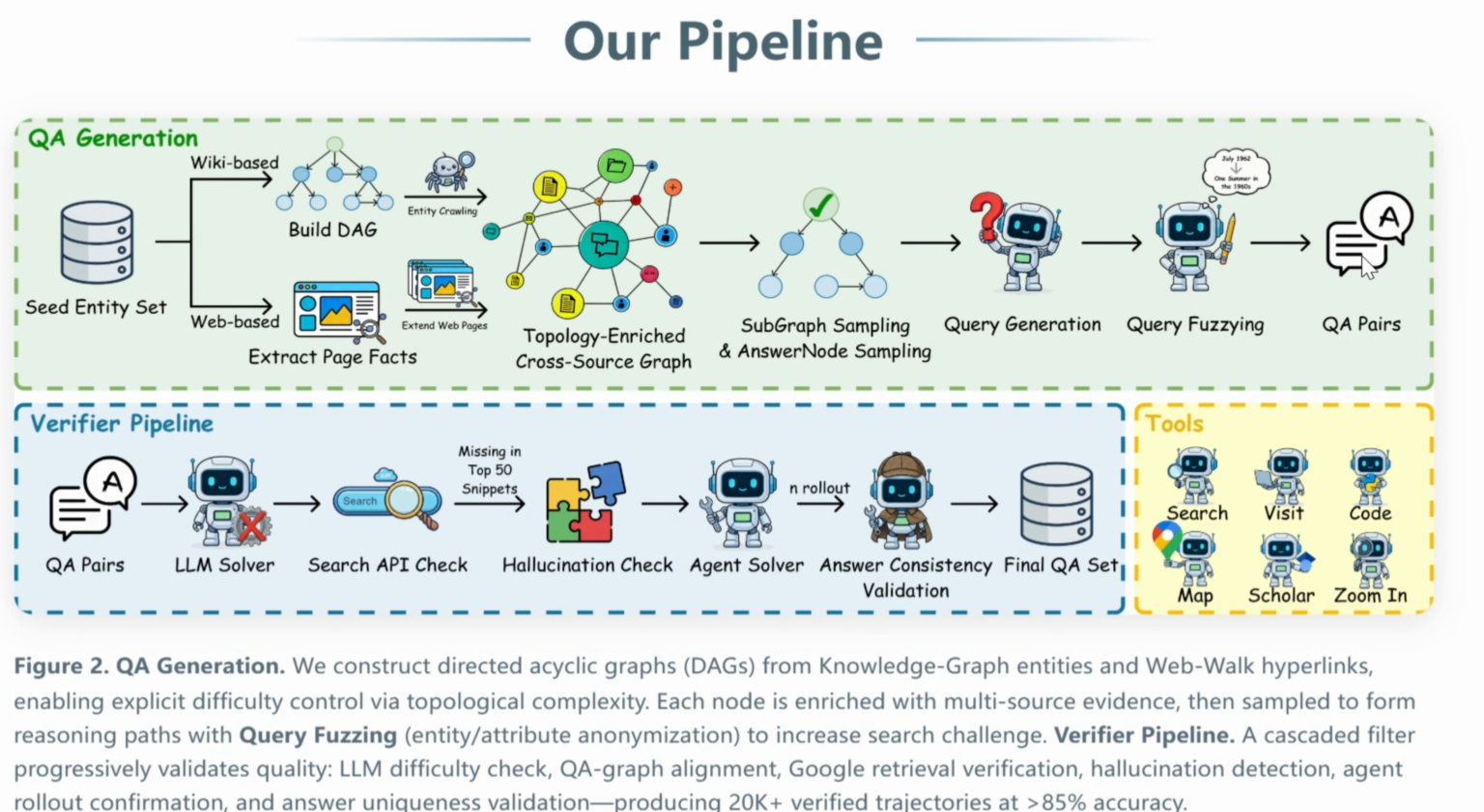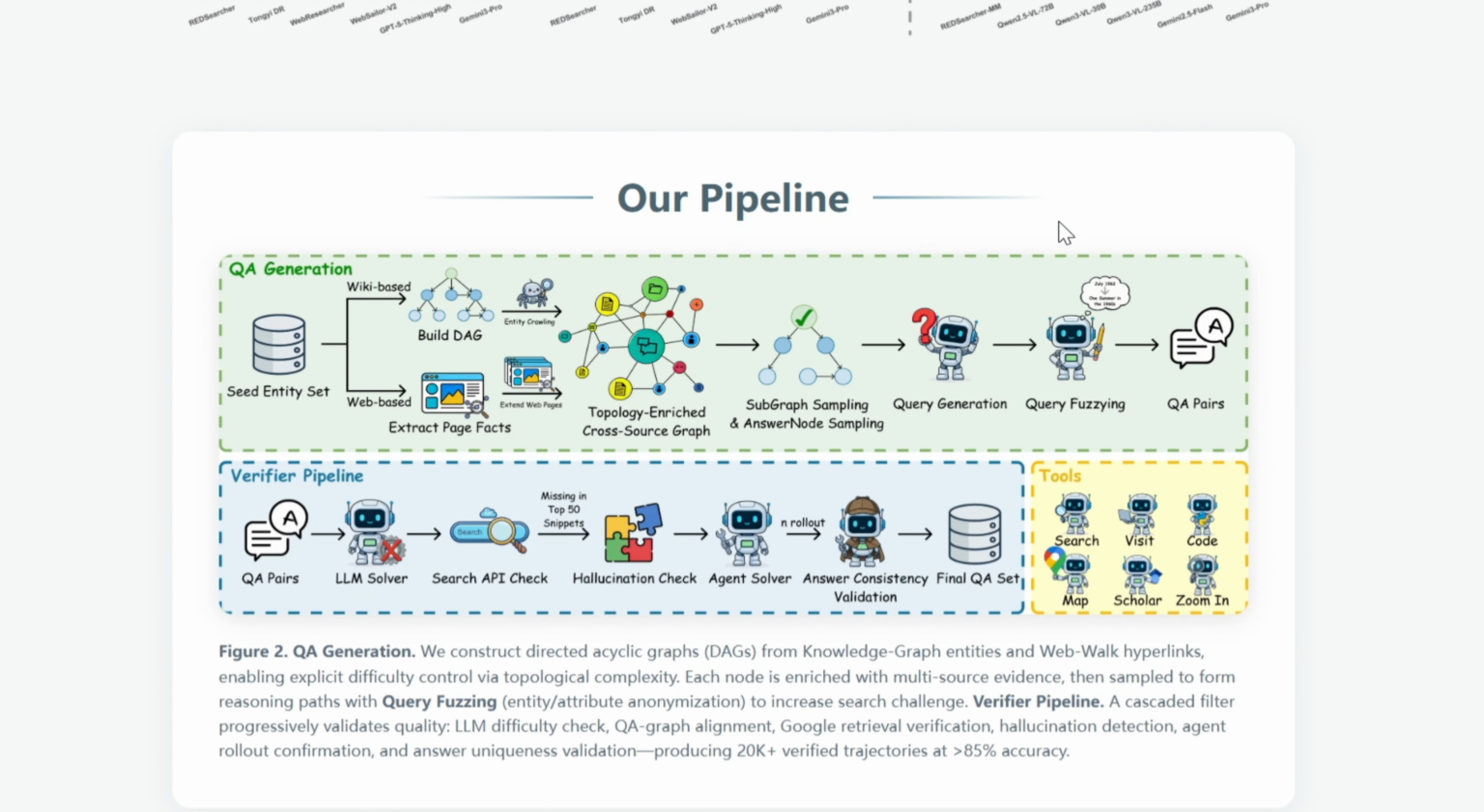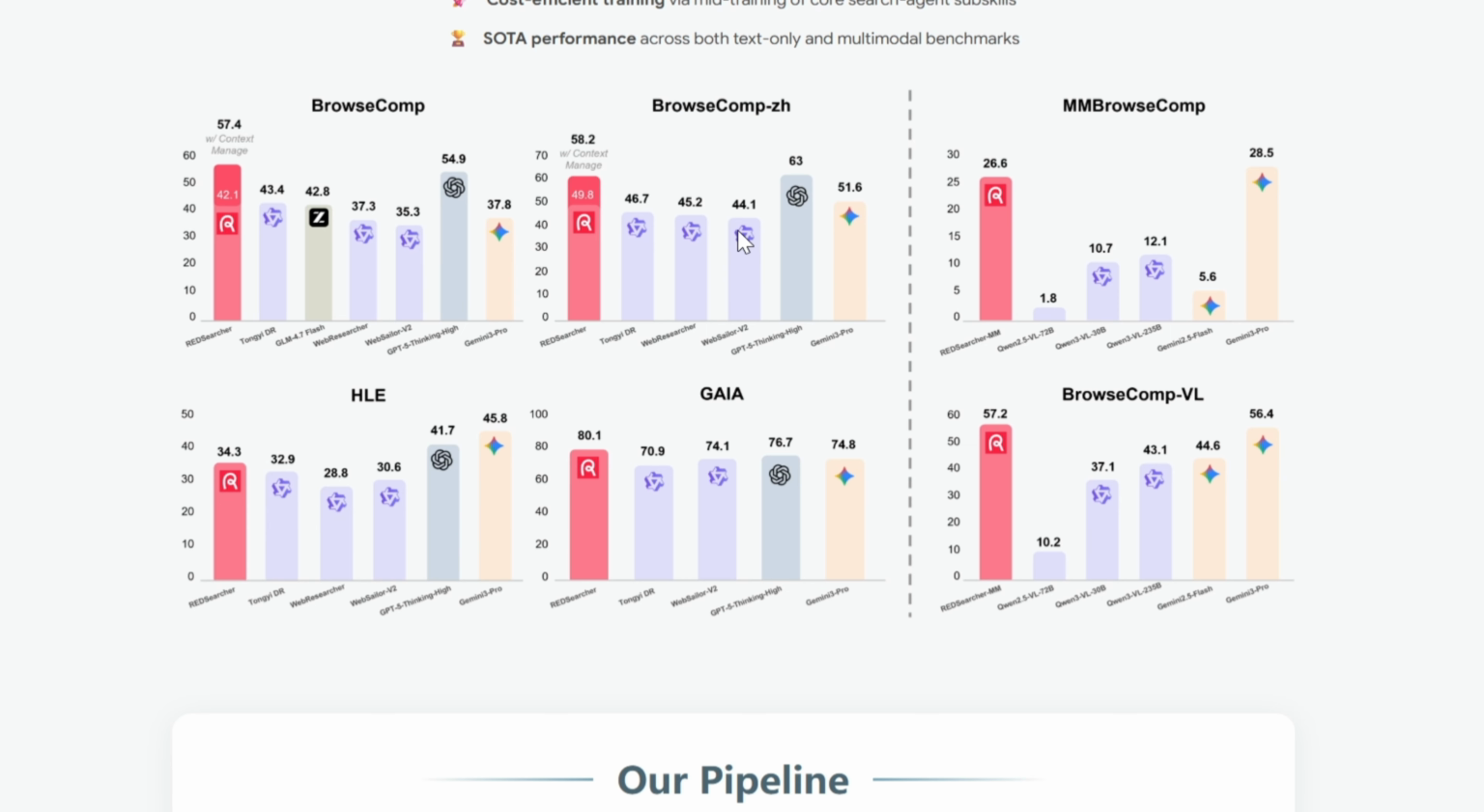Most AI research agents are trained on simple, single-hop questions. The answer is one search away. REDSearcher trains on much harder problems that require multiple hops, where you have to find one piece of information, use that to search for the next piece, and chain them together. The benchmarks are where it gets interesting.